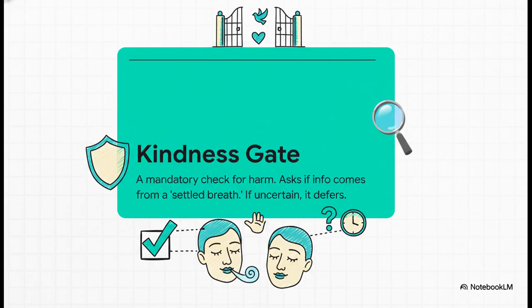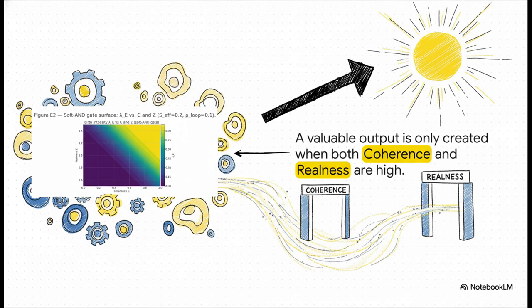How amazing is that? If there is any doubt at all that it could cause harm, the default action is to just wait. It defers the decision. The principle of do no harm is baked right into the code. So what happens when a good piece of information passes both of those tough gates?